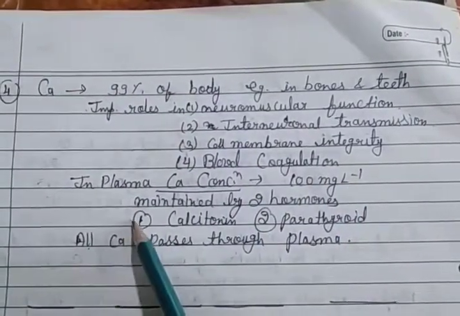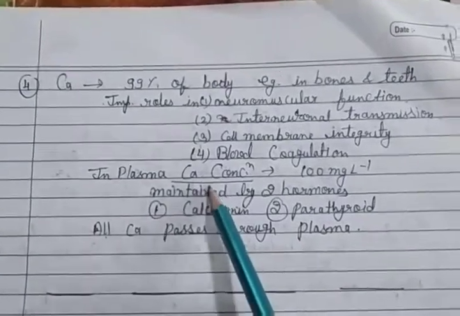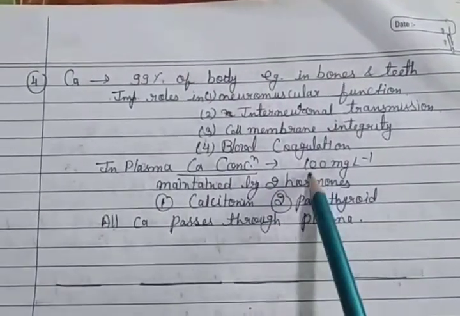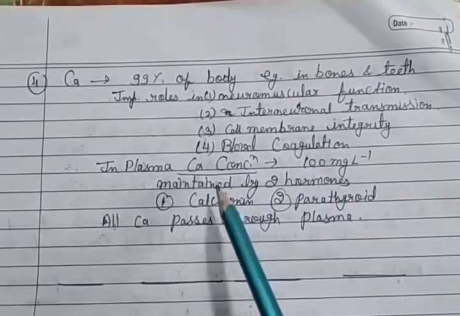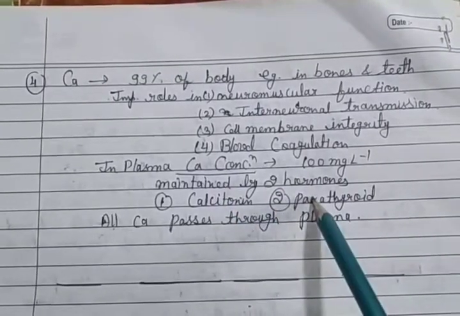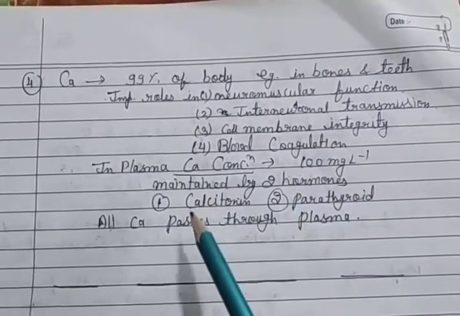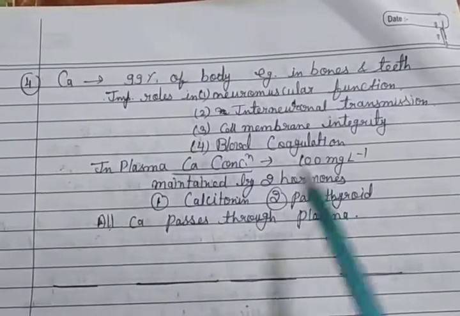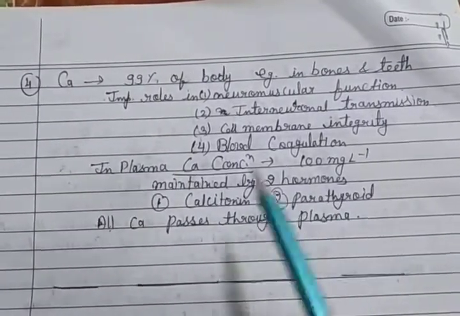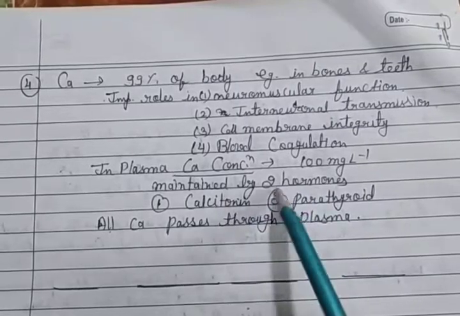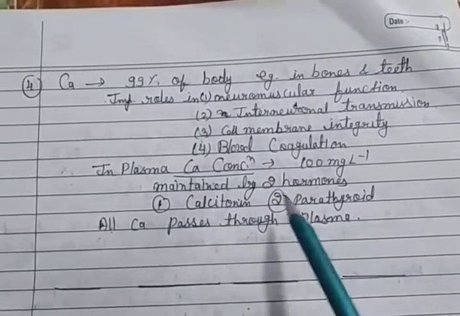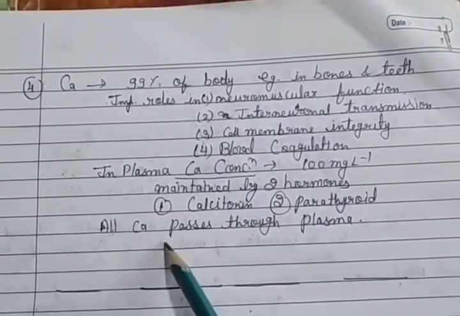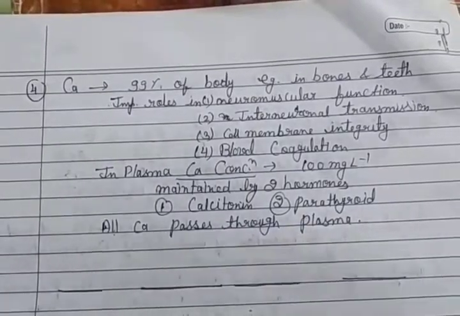And then in plasma, the calcium concentration is 100 milligram per liter, maintained by 2 hormones: calcitonin and parathyroid. So calcium is maintained by these 2 hormones, calcitonin and parathyroid. Then all calcium passes through plasma.